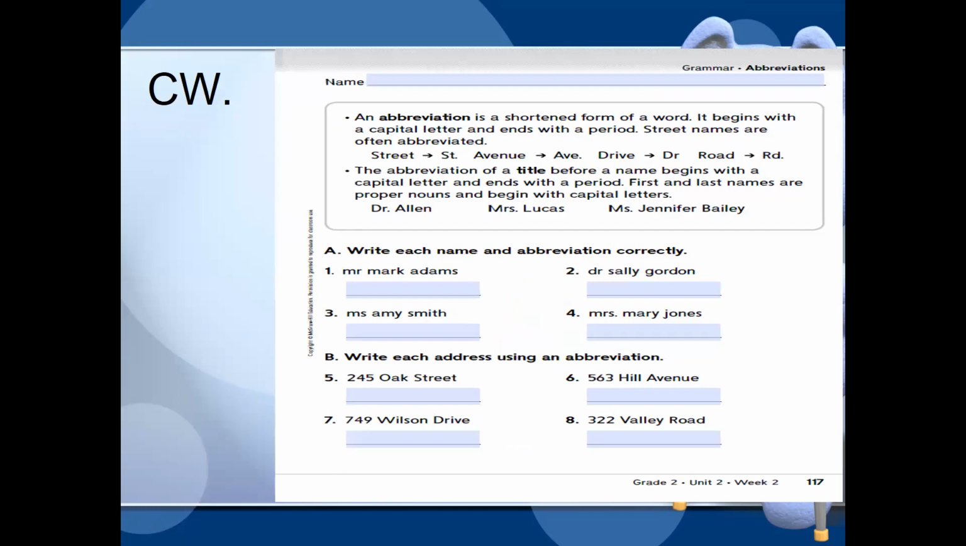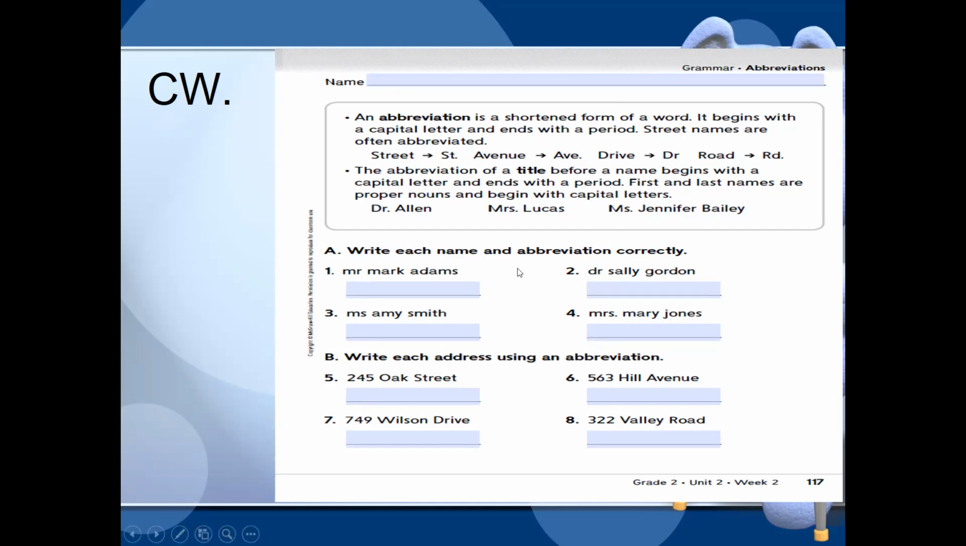Okay, grade 1. Let's turn to page 117. Do you see the box over here? I need you to focus on the abbreviations that we have here. Okay, grade 1. Street, avenue, drive, road. Doctor, Mrs., Miss. As I said, Mrs. to the lady who's married and Miss to the lady who's single. Title of people, address, and also we can use it with the months and we can use it with the days.